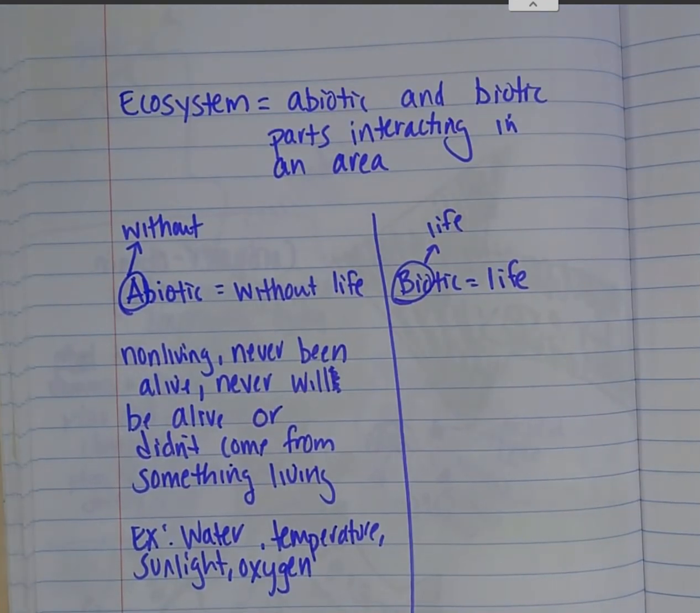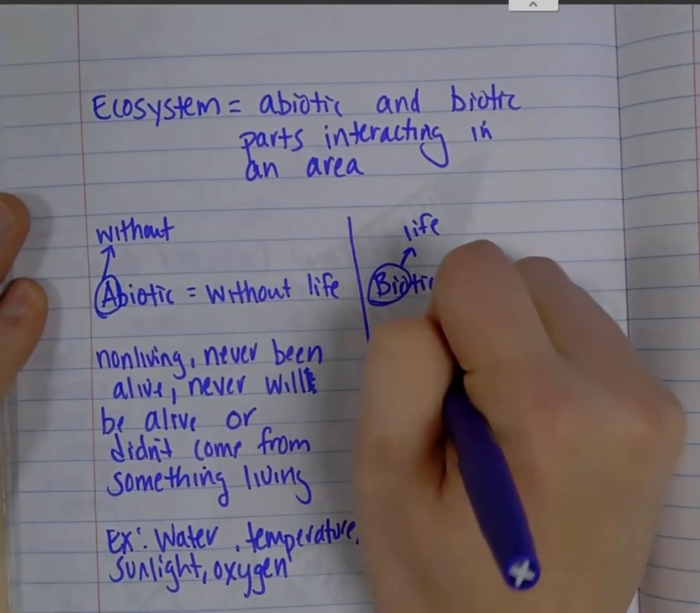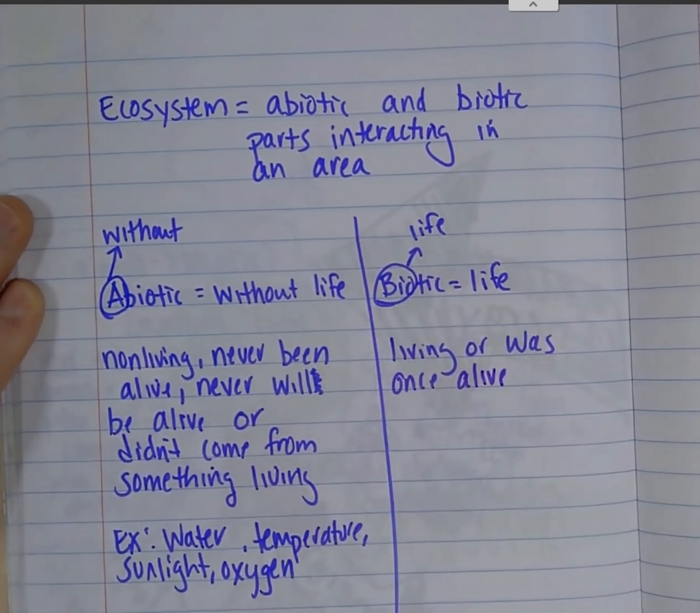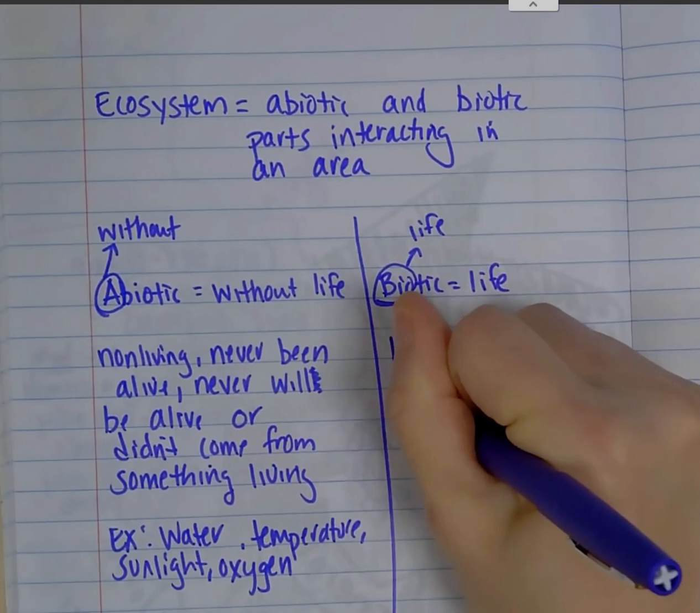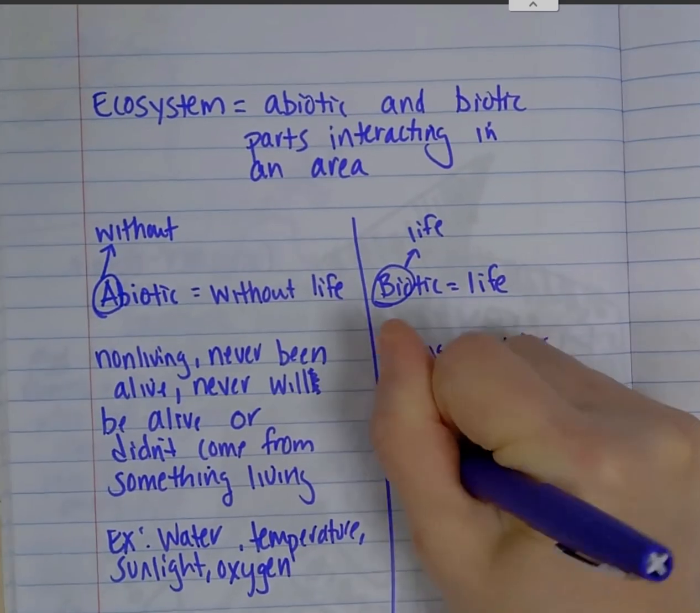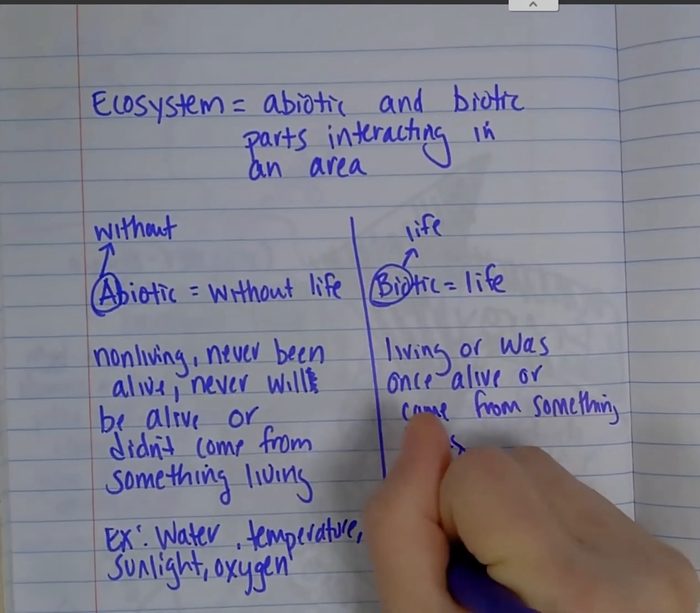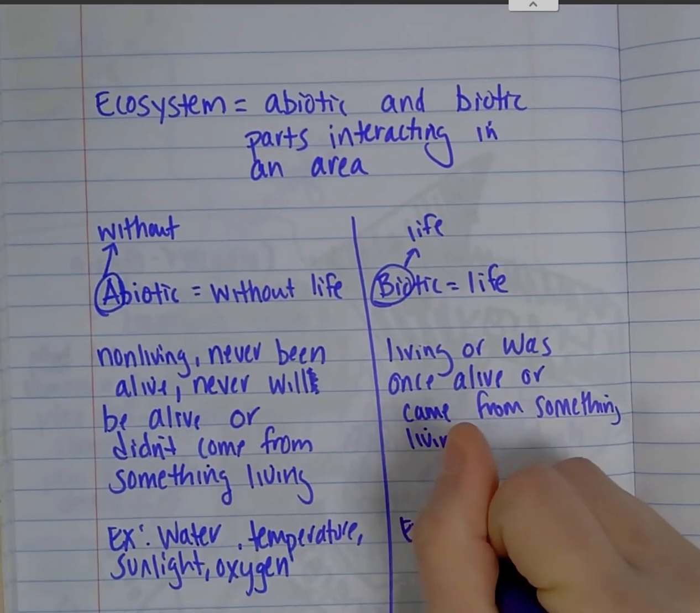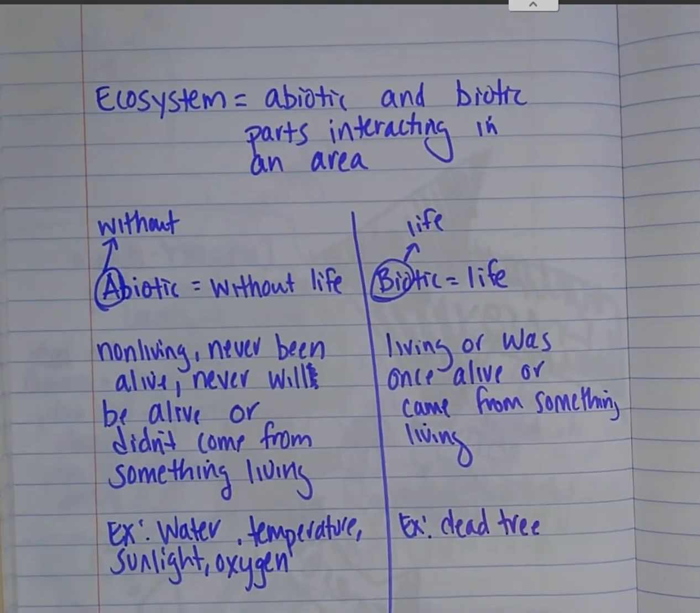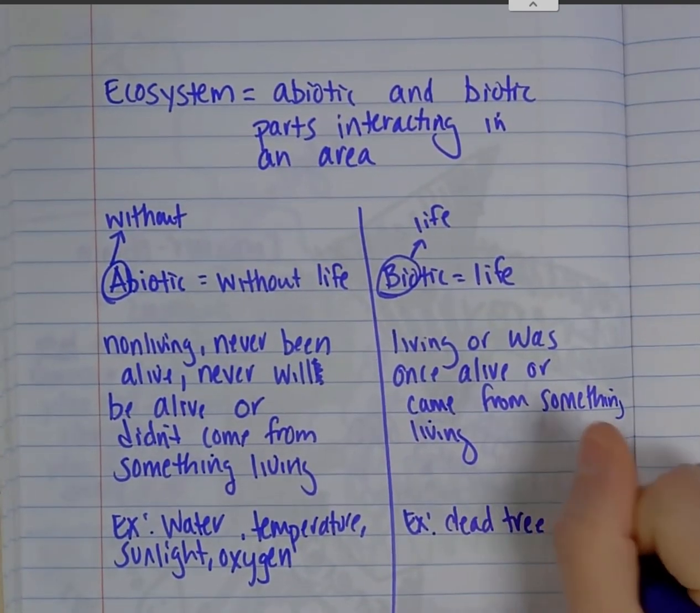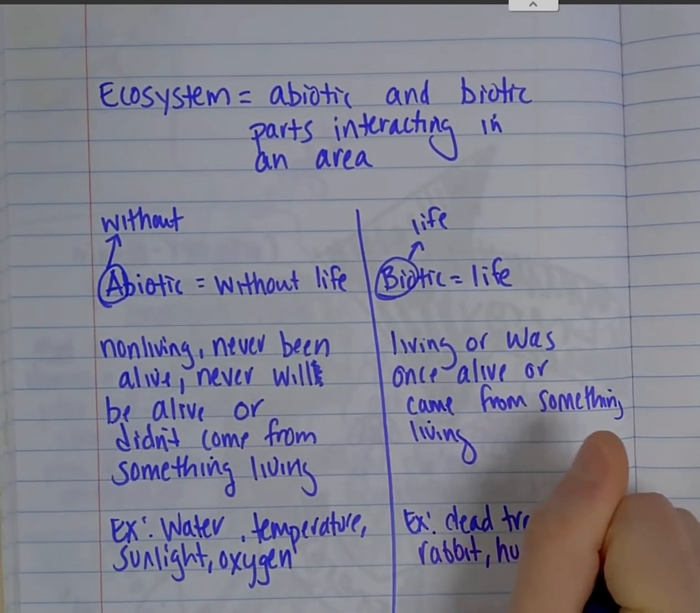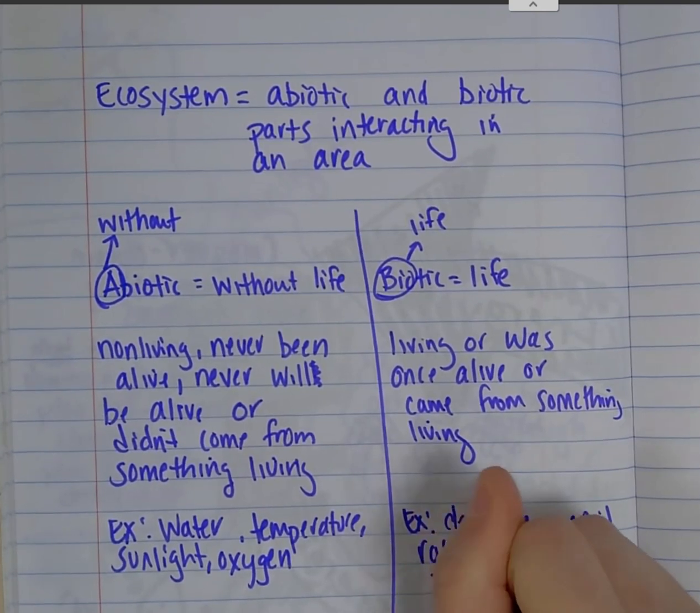However, biotic means that it is living or was once alive or came from something living. And so some examples might be even a dead tree, because it was once living at one time. We could say a pencil because it came from wood. You could say a rabbit, human, plant, whatever.